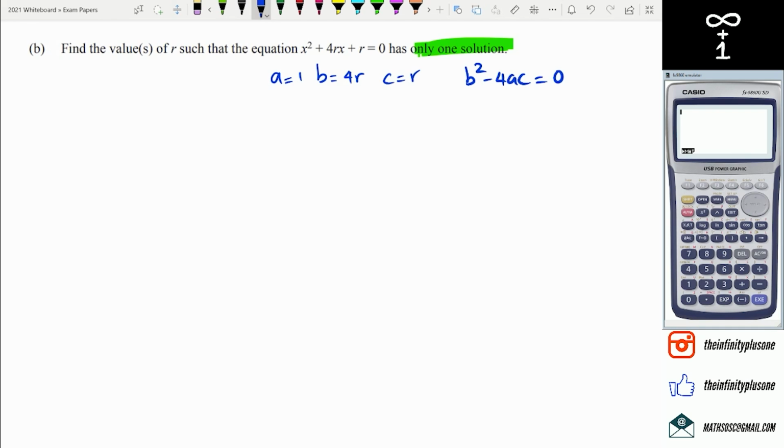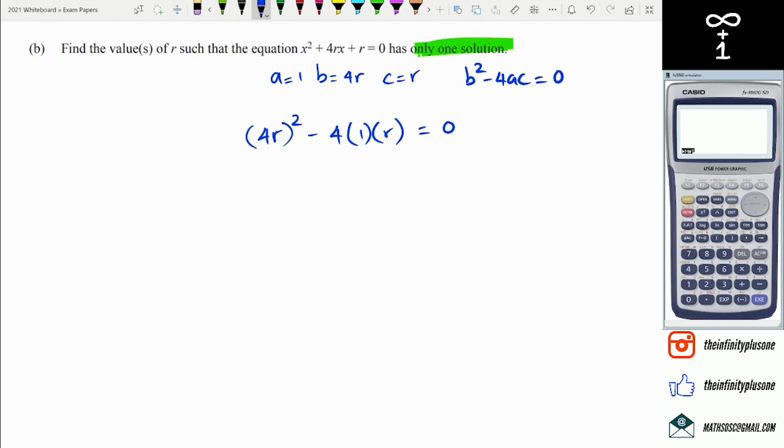Once we have that, we literally just substitute it. So we've got b squared, which is 4r squared, minus 4 times a, which is 1, times c, which is r, and all of this has to equal 0.